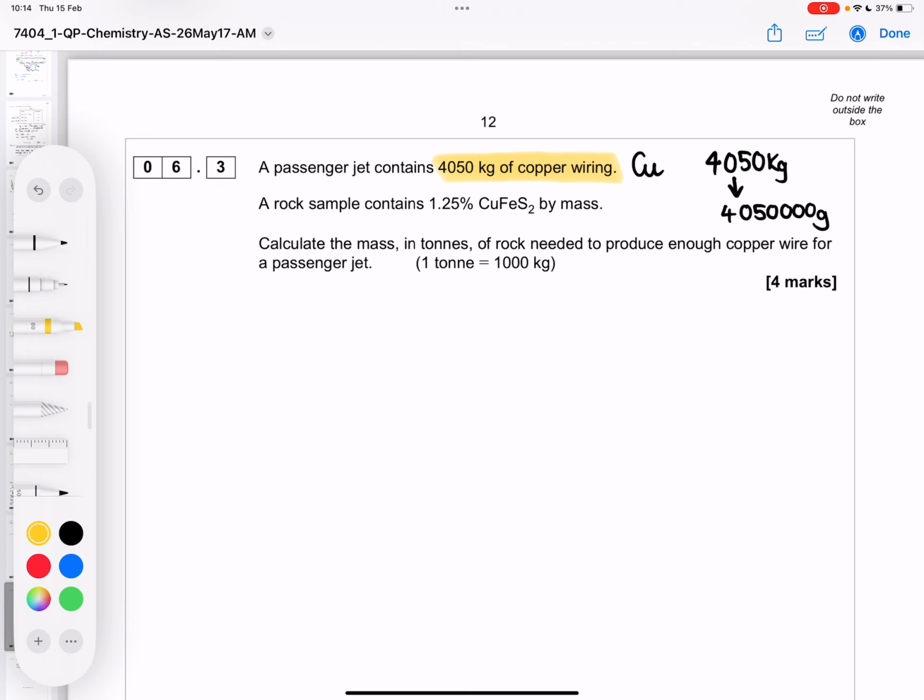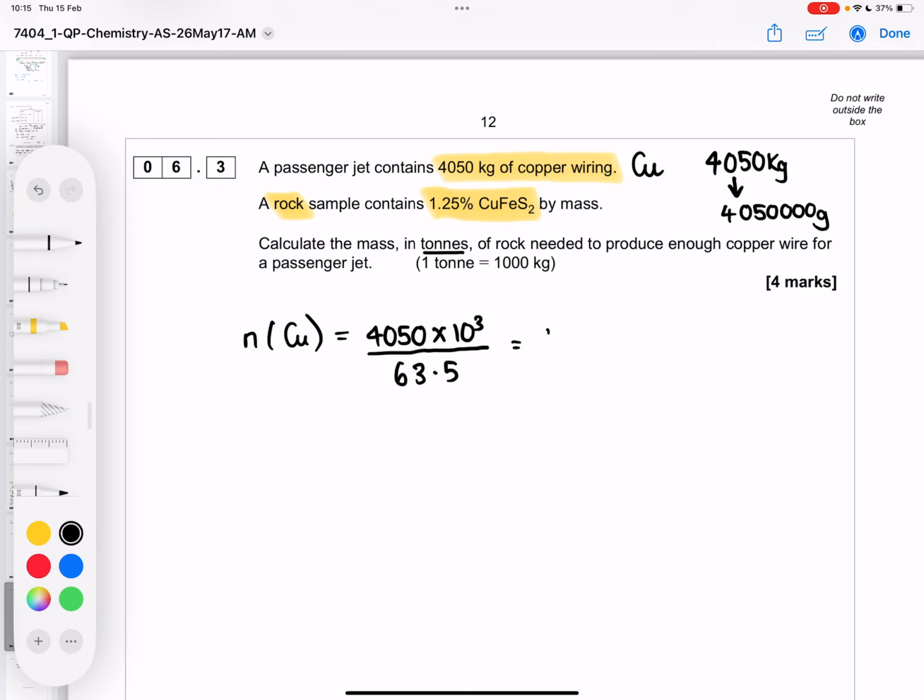Then it tells us that 1.25% of the rock is actually this copper FeS2 by mass. It says calculate the mass of the rock that we would need in tonnes. It tells us what a tonne is to make enough copper wire for a passenger jet. So let's just find out how many moles of copper wire we actually want. So that would be 4,050 times 10 to the 3, or 4.05 times 10 to the 6 if we did it that way, divided by the Mr of copper, which we look on the periodic table is 63.5.